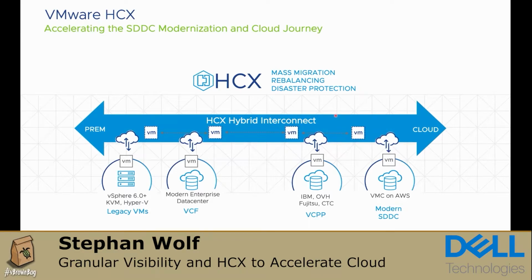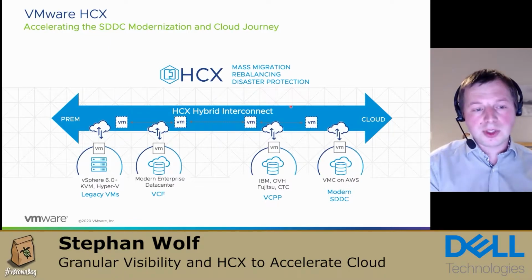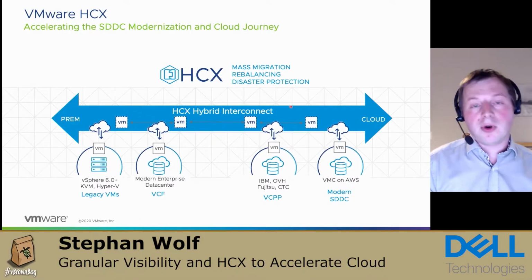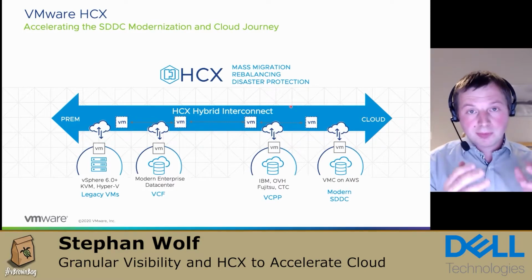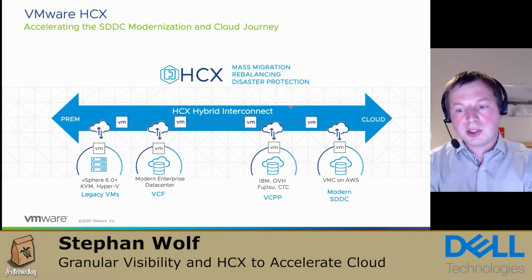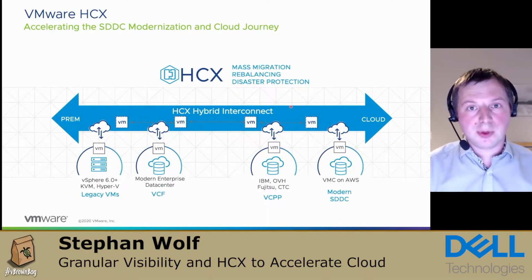And especially when it comes to mass migration, HCX is key because you can move 200 VMs at the same time if you want. And especially if you have older stacks like vSphere 6.0 or KVM or Hyper-V hypervisors, then you can move these VMs over to a modern SDDC or VCF or VMware Cloud on a hyperscaler if you want.